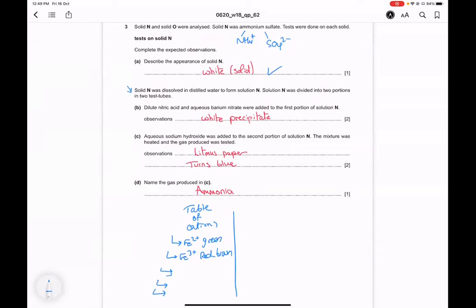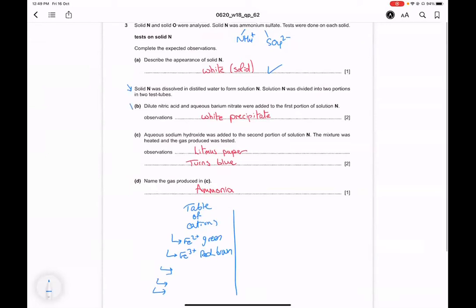Solid N was dissolved in distilled water to form solution N. Solution N was divided into 2 test tubes. Dilute nitric acid and aqueous barium nitrate, which is the test for sulfate, and I do have sulfate, so it's white precipitate.